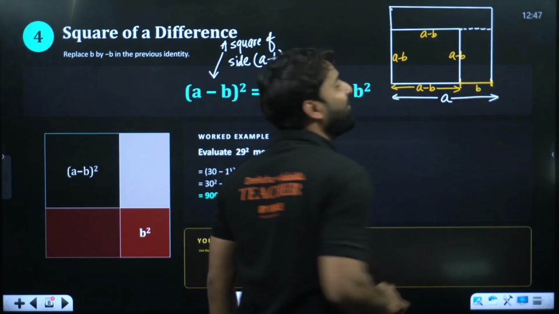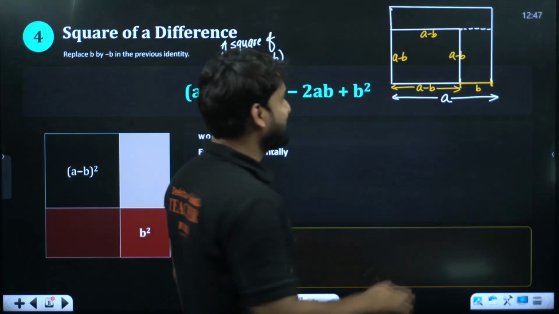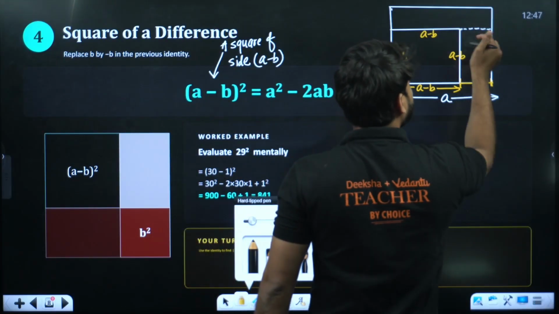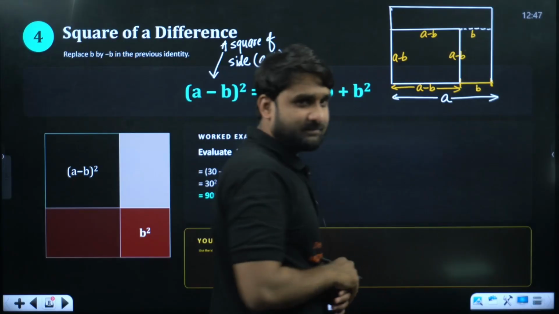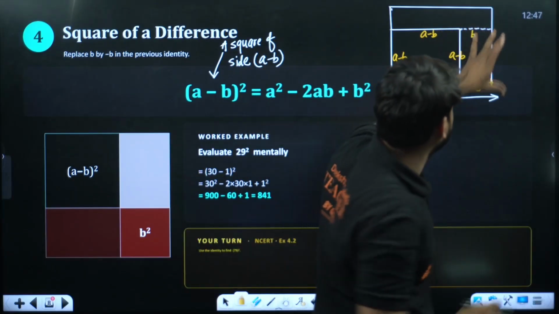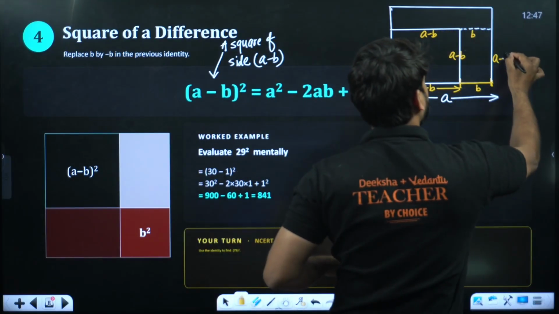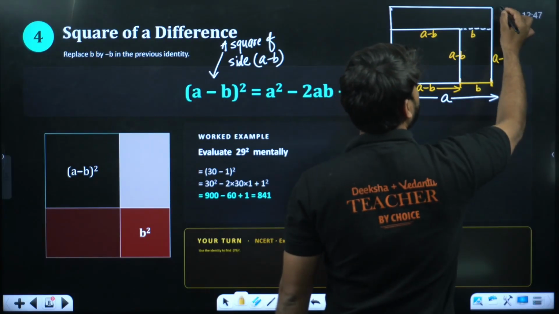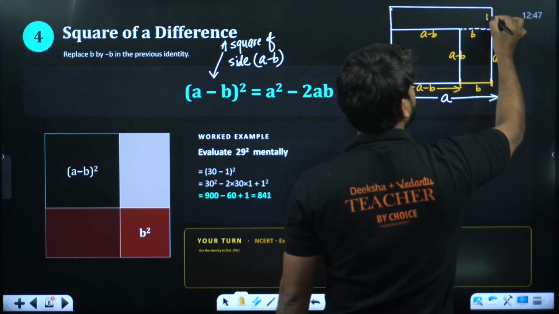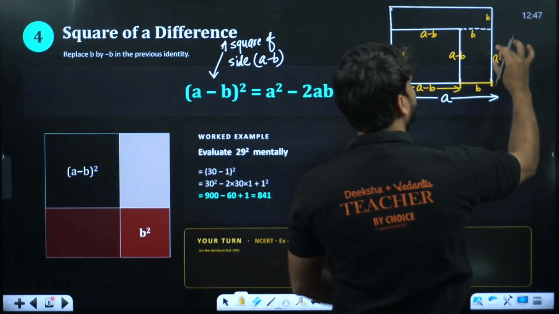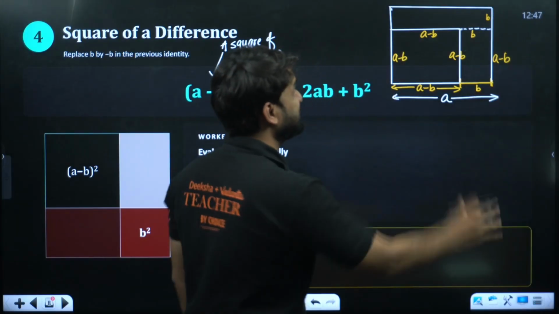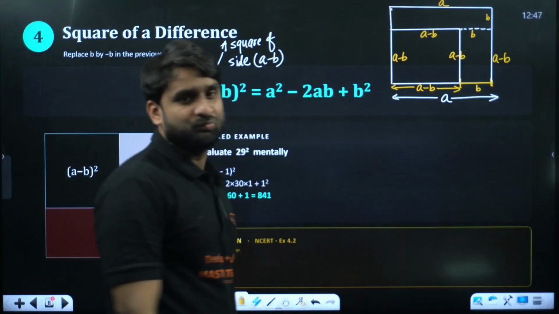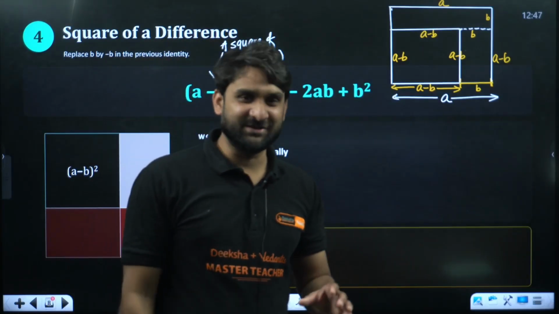Wow. So if this is B, then it has to be B. If this is A minus B, so it has to be A minus B. And if this is B, this is A minus B, then it has to be B here. This, because A minus B plus B will be cancelled, so the entire is A. And this complete is A. Right, everyone? Everything is ready.